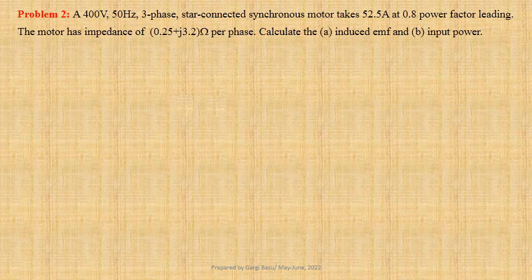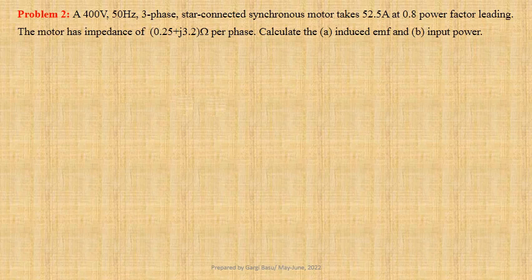A 400 volt, 50 Hz, 3-phase star connected synchronous motor takes 52.5 ampere at 0.8 power factor leading. The motor has impedance of 0.25 plus j3.2 ohm per phase. We have to calculate the induced EMF and input power.